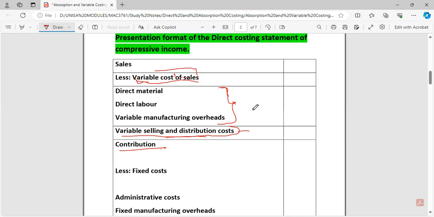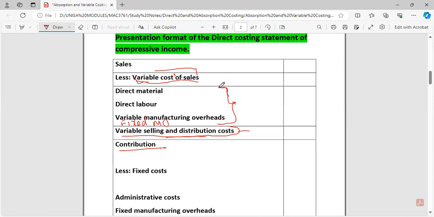And the difference between absorption costing and direct costing is that in absorption costing, we are going to include fixed manufacturing overheads into the cost of the product. So which means we're going to have a line here of fixed manufacturing overheads. You are doing the absorption costing. So that's the only difference between the direct costing and the absorption costing.